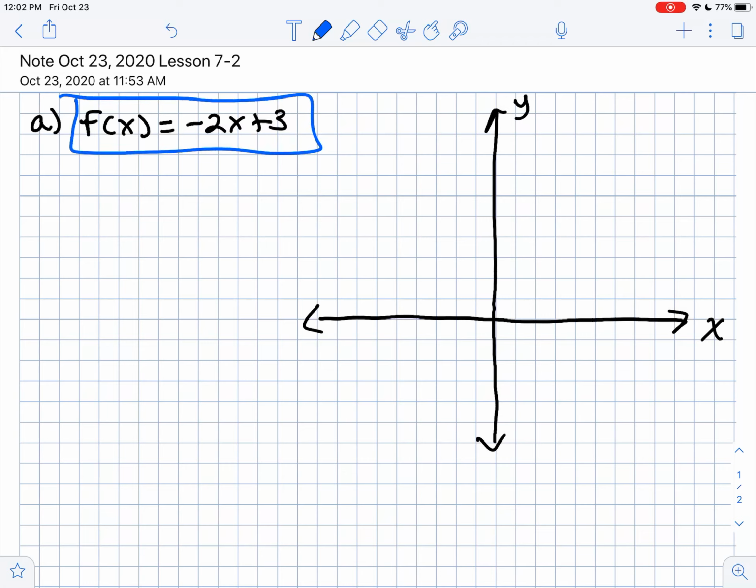I'll graph that function in blue. Start at 3, and then down 2 to the right 1, down 2 to the right 1, or up 2 to the left 1.